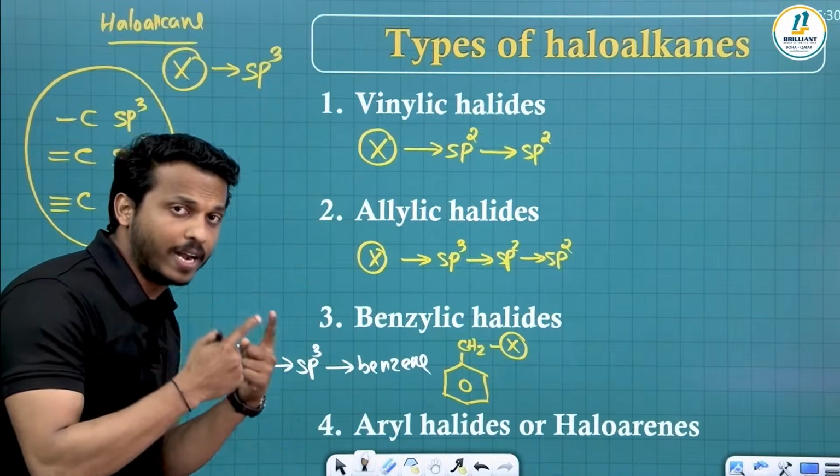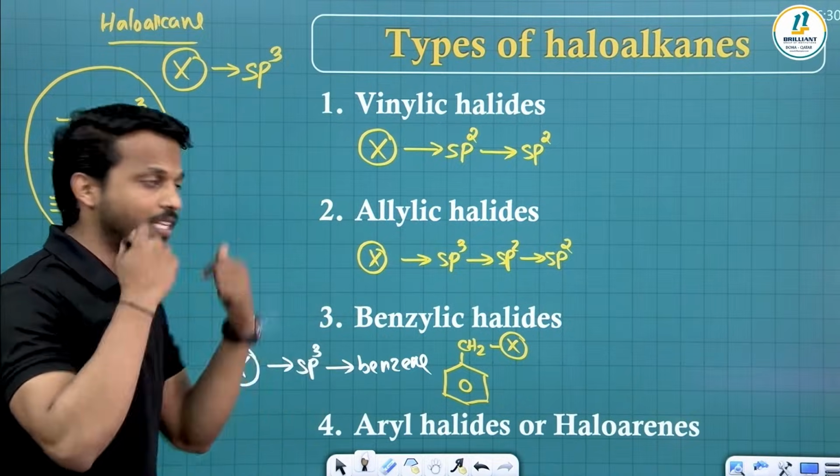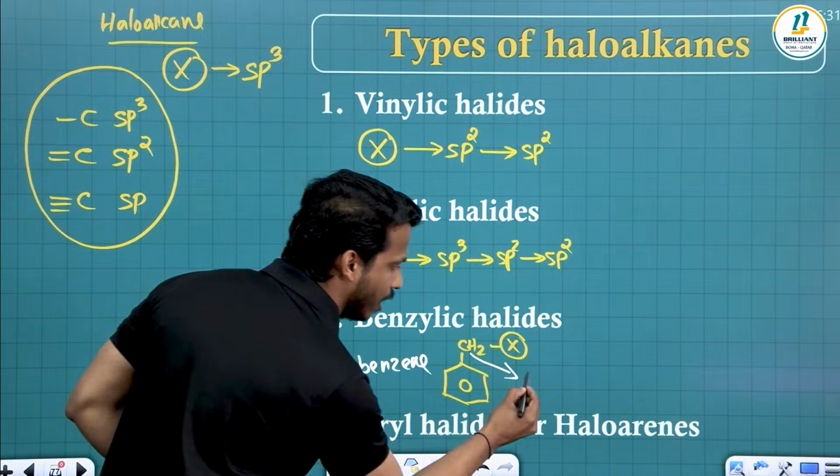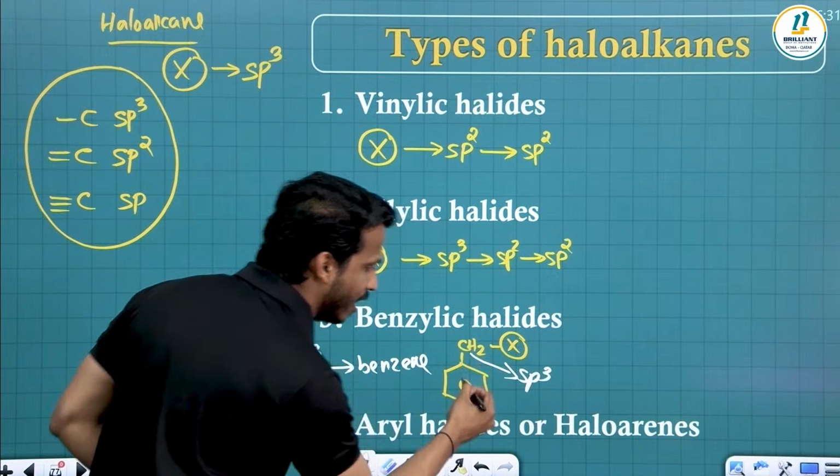Halogen connected to carbon sp3, then it is connected to benzene. See, all of you, halogen connected. What is this carbon's hybridization? Four single bonds, sp3, then a benzene ring.